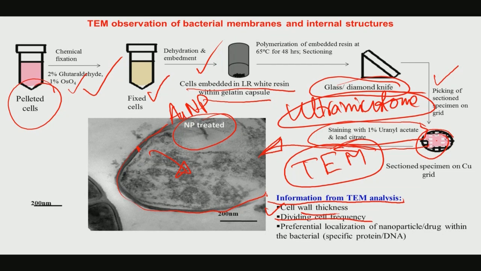What is the dividing cell frequency, and is there any preferential localization of the nanoparticle or drug within the bacteria, for example, specific protein or DNA, whether the gold nanoparticle gets attached to this DNA or not. Those kinds of things you can very well describe, both qualitatively and quantitatively, using transmission electron microscopy of the bacterial cell specimen.